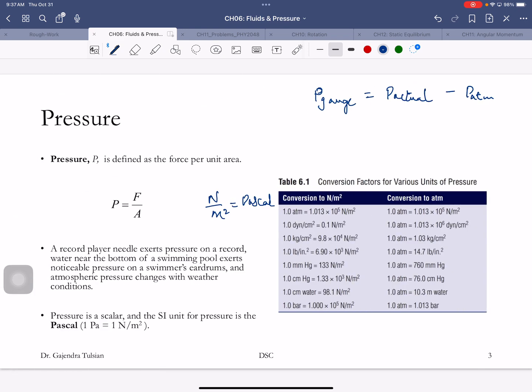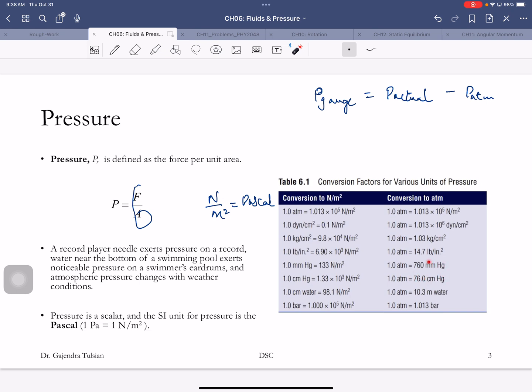Okay, there's pressure. So what you want to remember is some of these numbers. 1 atmosphere is 10 to the power 5 pascals. 1 atmosphere is 15 pounds per square inch. 1 atmosphere in millimeters of mercury is 760 millimeters of mercury. We'll talk about what that is. It's also 76 centimeters of mercury.